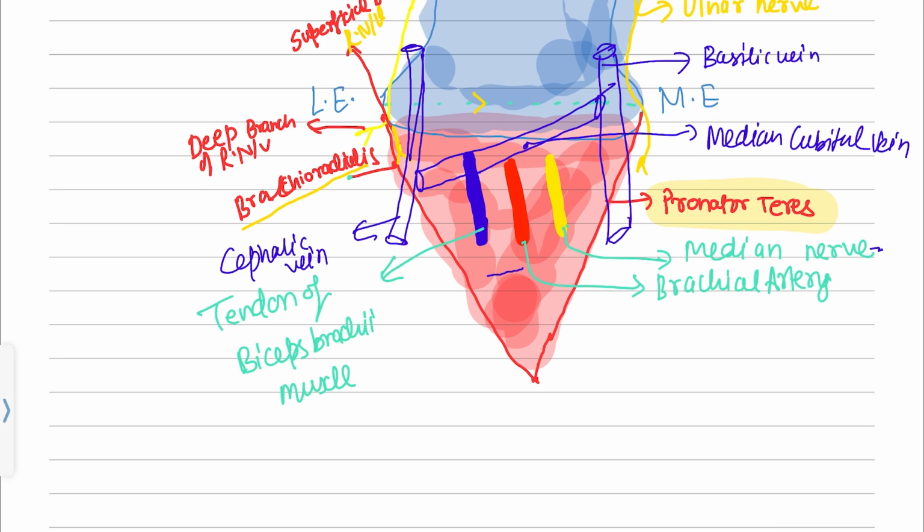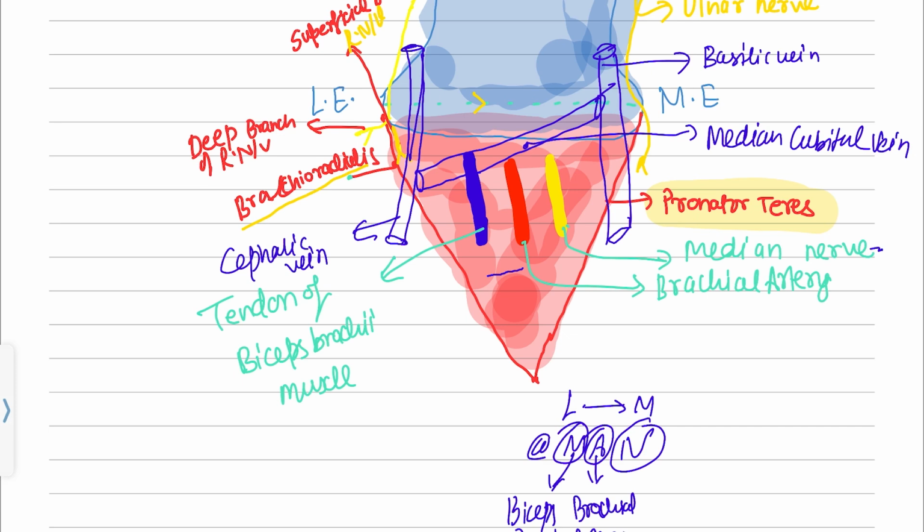Let me tell you another mnemonic. What I use is MAN, because I just know that M is muscle, A is artery, and N is nerve. The muscle tendon is the biceps brachii tendon. See, this is from lateral to the medial side. A for artery is the brachial artery, and N for nerve, which is the median nerve.